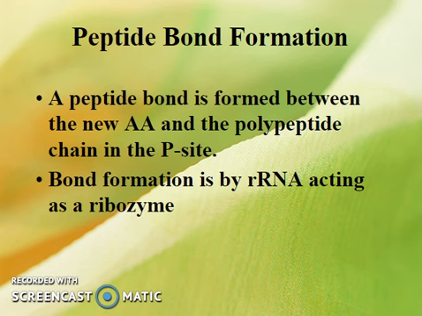The peptide bond is formed between the new amino acid and the existing polypeptide, or amino acid, if we're talking about the second one, that's in the P site. So that's why, to me, I called that the processing site. This bond is accomplished by an rRNA, ribosomal RNA, acting as a ribozyme. We talked about ribozymes in class, so that should sound familiar.